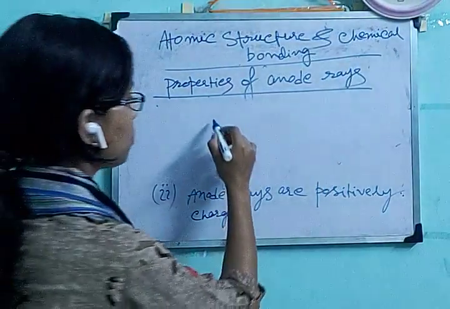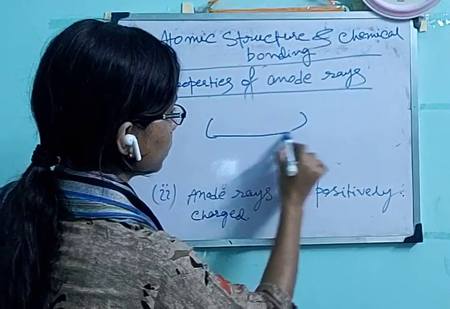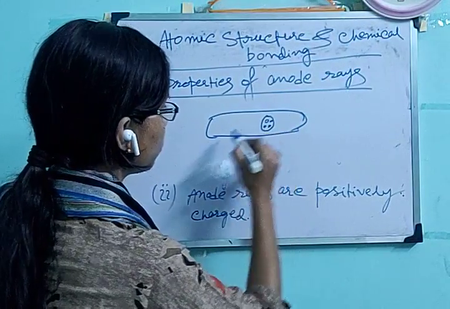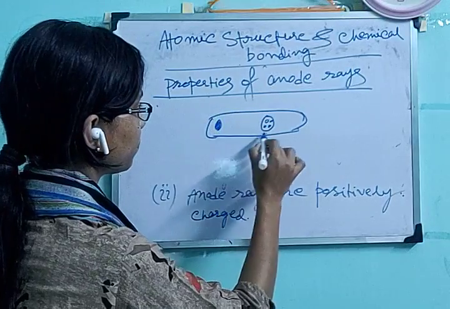So in that discharge tube again, perforated cathode, this is the anode.